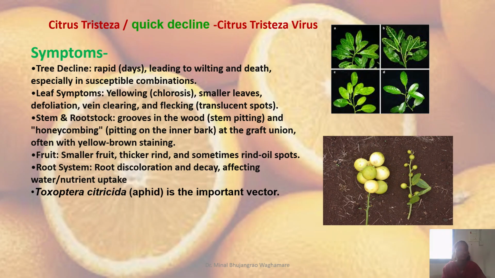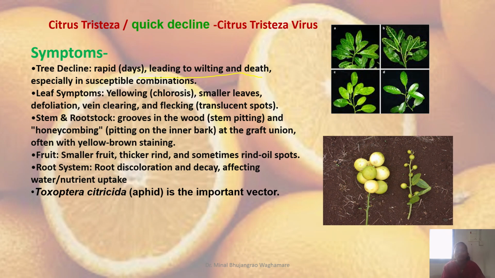So our first disease is Citrus Tristeza, also called quick decline. In this, we will see rapid wilting of the plant. This rapid wilting takes place and leads to the death of the plant, and quick decline is due to the rapid wilting. So the name of the disease, quick decline, is given only because of rapid wilting.